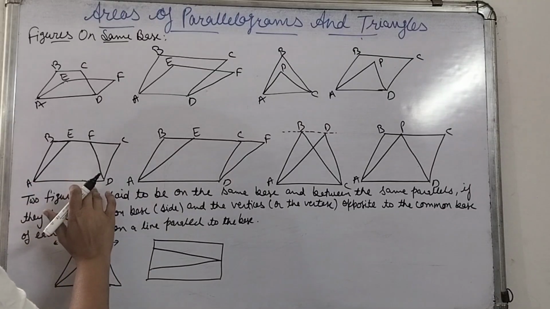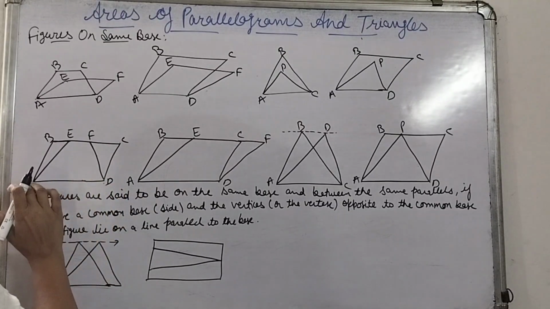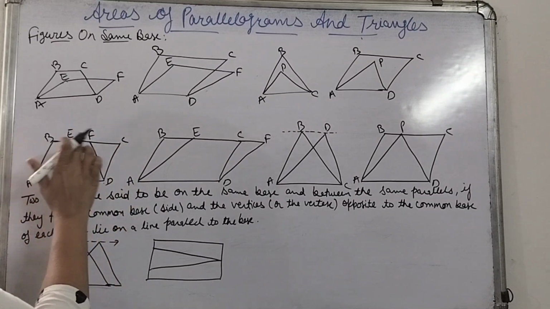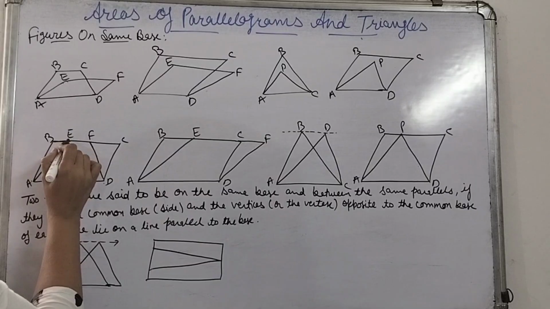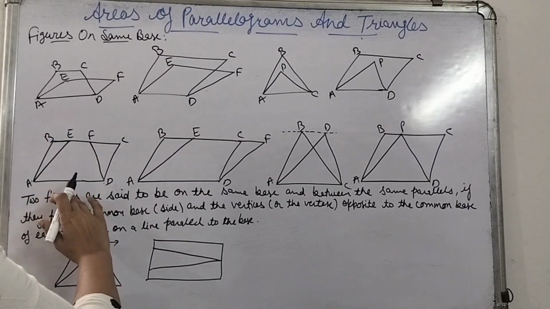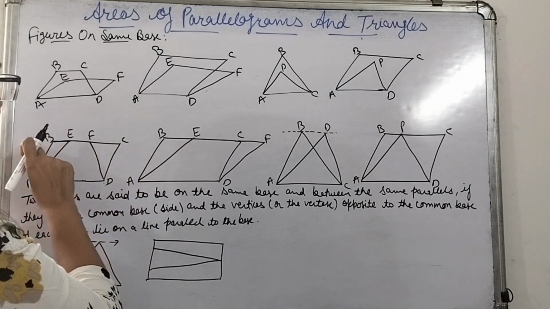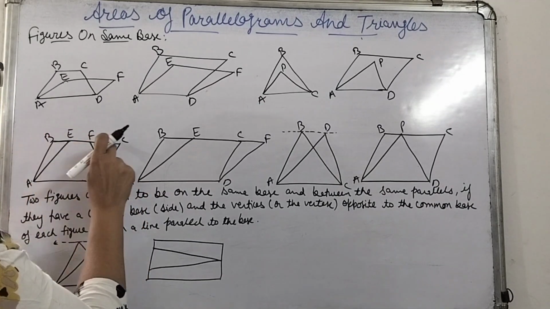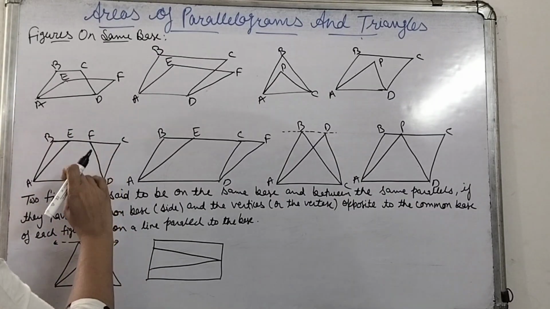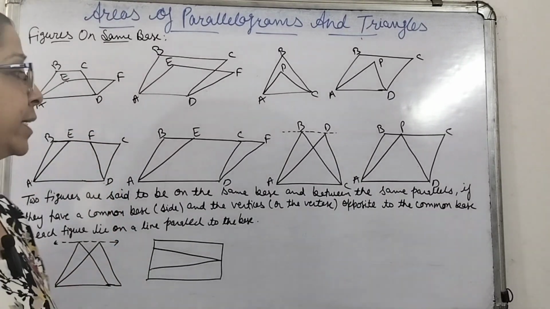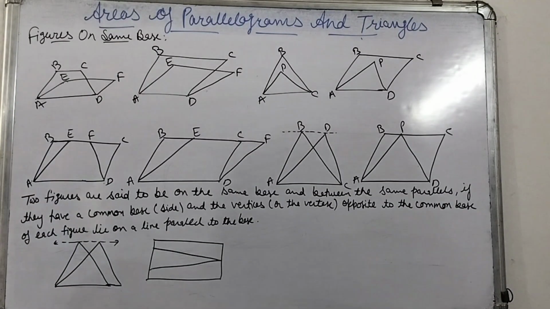Now, AD is the common base for both of them. The opposite vertices for the parallelogram ABCD are B and C, and for the trapezium AEFD, the opposite vertices are E and F. If the opposite vertices of both figures, all these four, lie on a straight line which is parallel to the base, then we say that the two given figures are on the same base and between the same parallels.